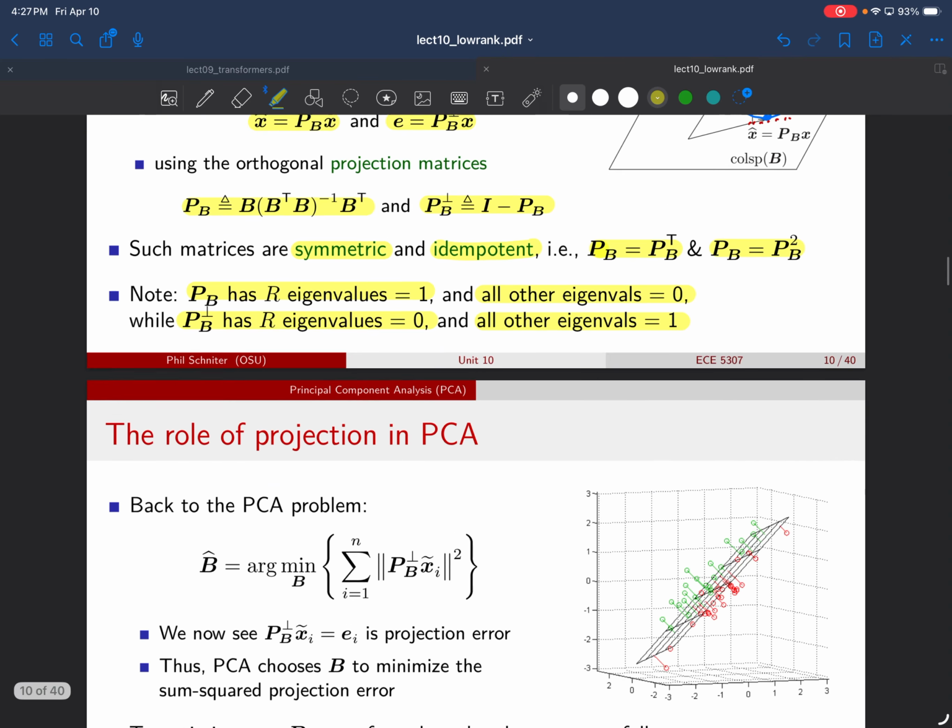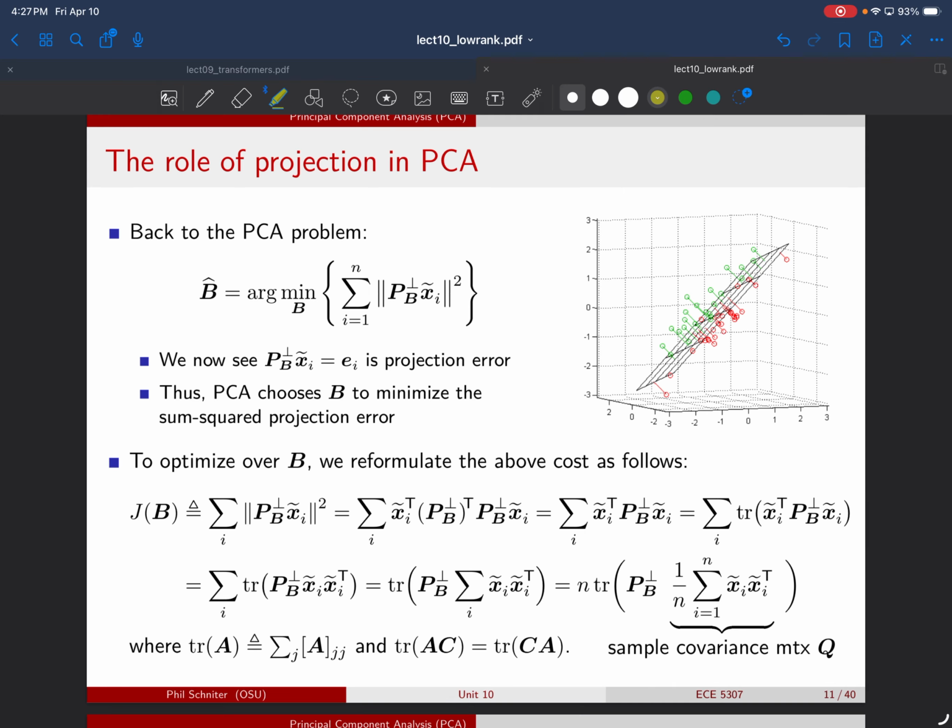Okay, so how does this manifest in PCA? Well, we saw this expression before. We had rewritten RSS as the sum of the squared Euclidean norms of this matrix PB perp times x tilde i. And now we realize that what this is doing is computing the approximation error of x tilde i in the subspace spanned by the columns of B. So these are our projection errors for the ith point.